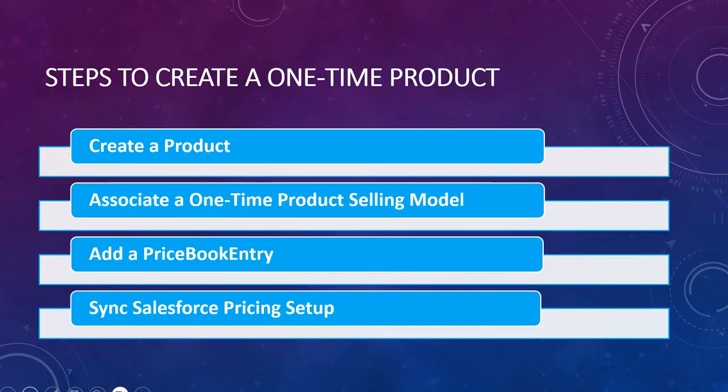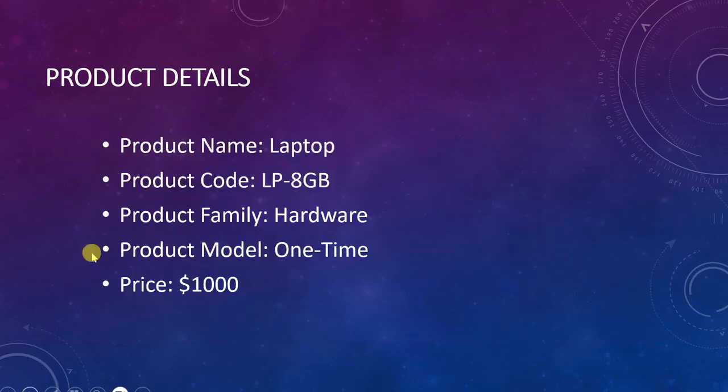Here are the steps to create a one-time product. First, create the product. Second, associate the one-time selling model. Third, add a price book entry. Finally, sync Salesforce pricing. Here are the product details.